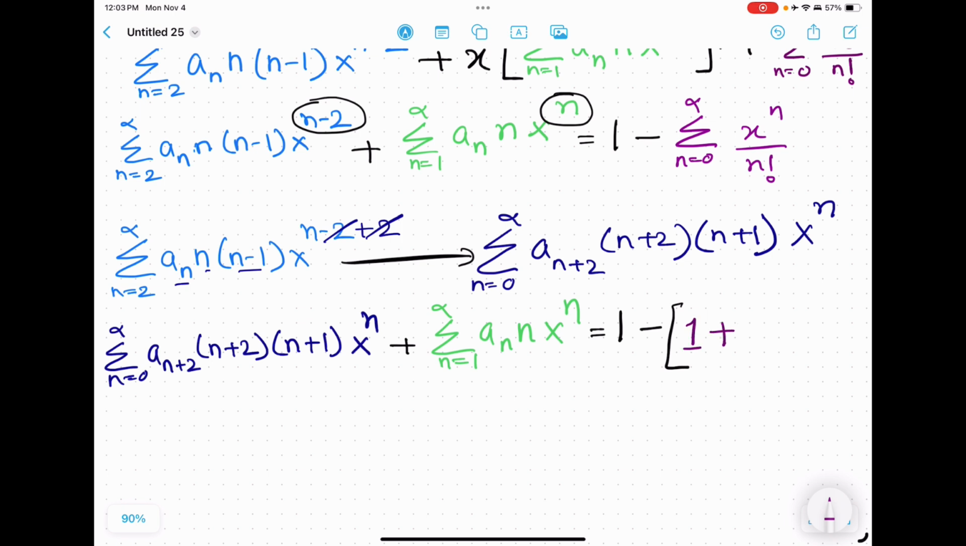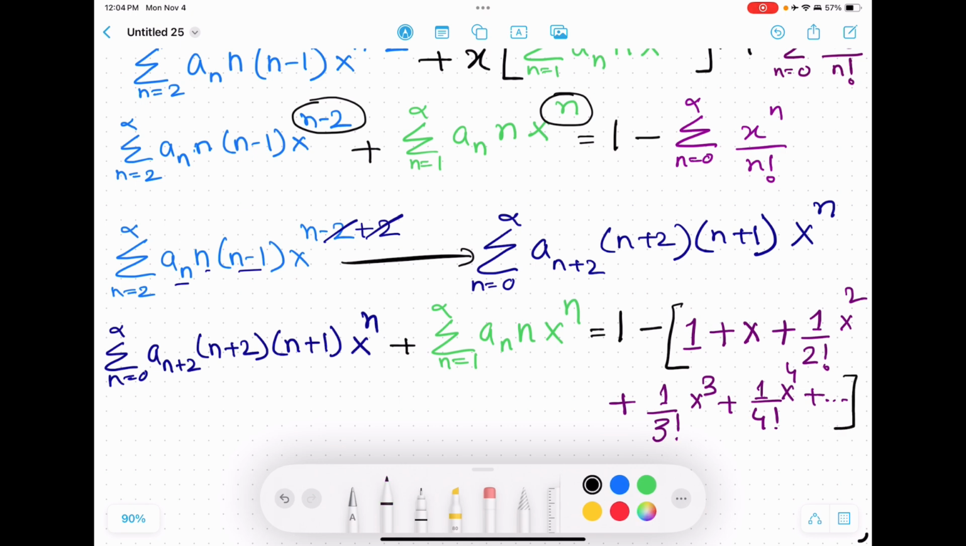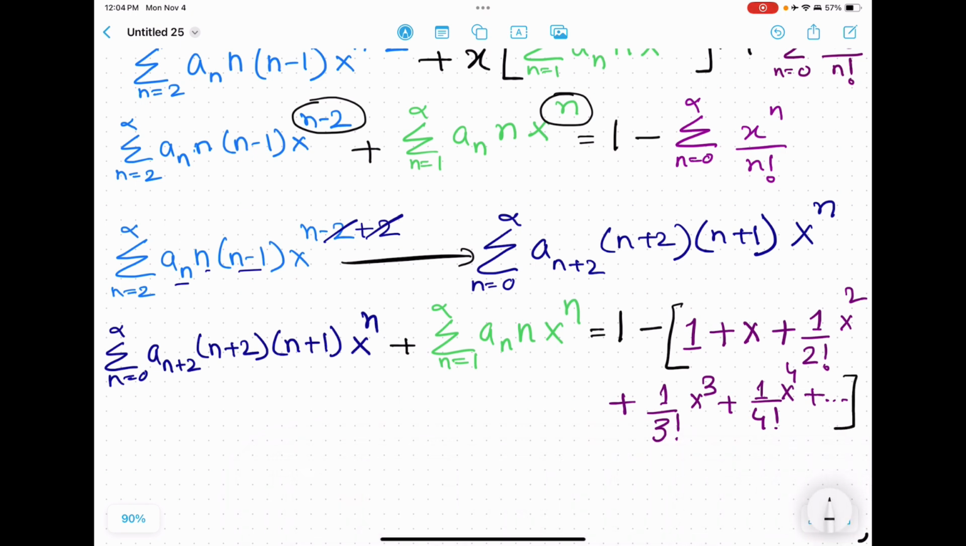And then plus, when n is equal to 1, I have x to the power 1 divided by 1 factorial, which is just x. And then when n is equal to 2, I have x squared divided by 2 factorial. Okay. And then when n is equal to 3, I have x to the power 3 over 3 factorial, and so on. Okay, so this is what it looks like when I expand them. And I can see that there are basically coefficients for all powers of x.